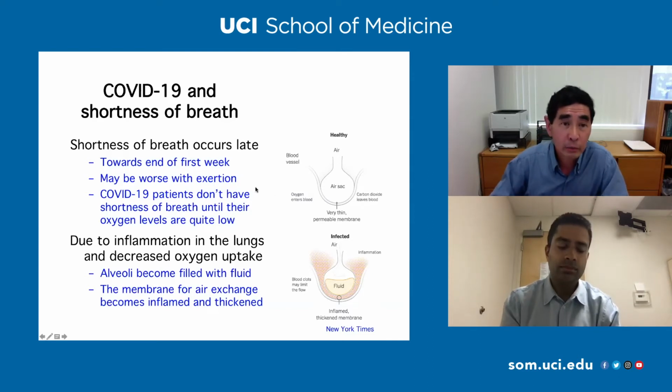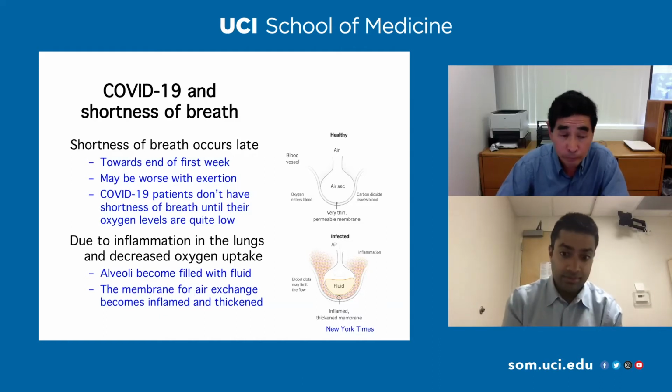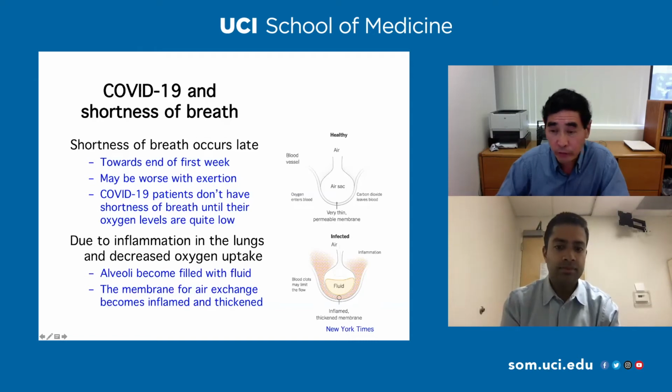But with COVID-19, it's been noted that the shortness of breath doesn't occur right away when the patient first has fever and cough, but comes on towards the end of the first week. It often is worse with exertion. And by the time the patient with COVID-19 has shortness of breath, their oxygen levels are quite low. And we think this is because of a defect in acquiring oxygen in the lungs. It's because the air sacs, which are the alveoli, are filled in with fluid, and there's inflammation with white cells trying to fight off the infection being called in and surrounding the alveoli. So it's really the inflammatory response that causes the changes that lead to shortness of breath.